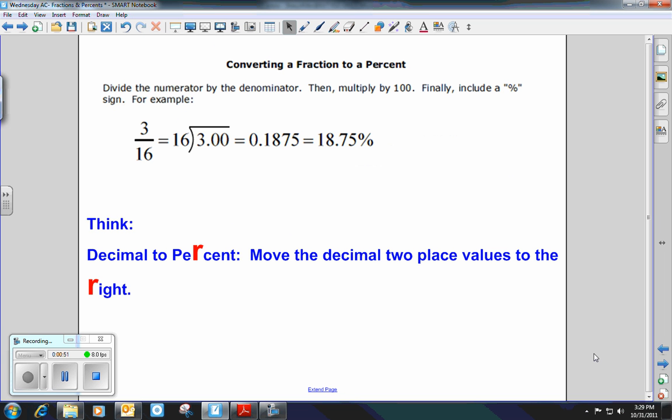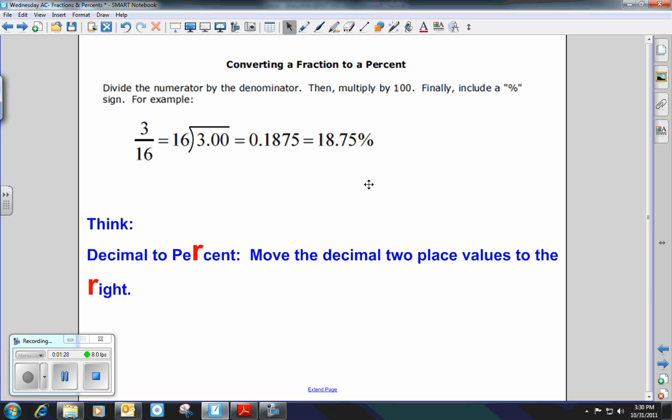All right, so when we're converting a fraction to a percent, what we're going to do is multiply by 100 and include a percent sign. So when you're converting, you're going to take your fraction and divide it out into a decimal. So 3/16 means 3 divided by 16, and it becomes 1,875 10,000ths. And when we multiply that times 100, we get 18.75%, because percent is always out of 100.